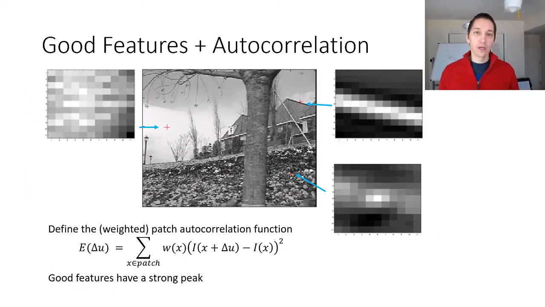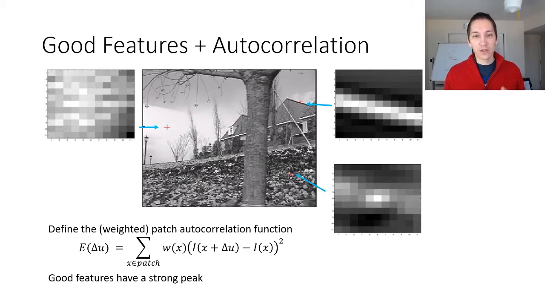So one way of trying to represent this sort of goodness of a feature is to look at what's known as the autocorrelation of the image. Autocorrelation looks at how the image looks like itself, but shifted by some number of pixels. So if we represent I of x as the image intensity at a certain pixel, then what we're doing is taking some delta u, some shift in the patch, and we're looking to see how well one patch matches against the other one. When these patches are identical, this autocorrelation function is going to be 0. But when they differ quite a bit, it's going to be high.